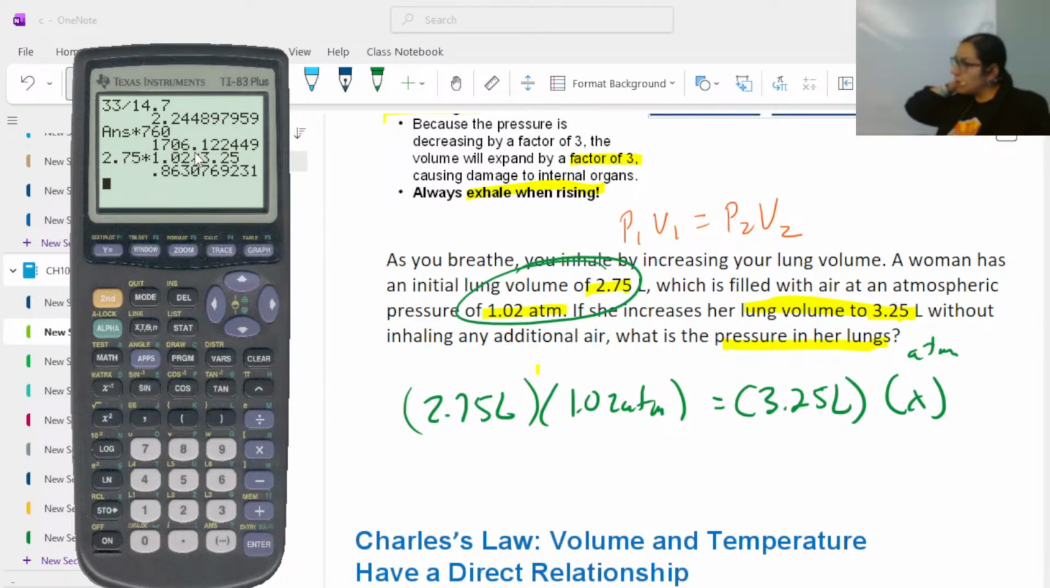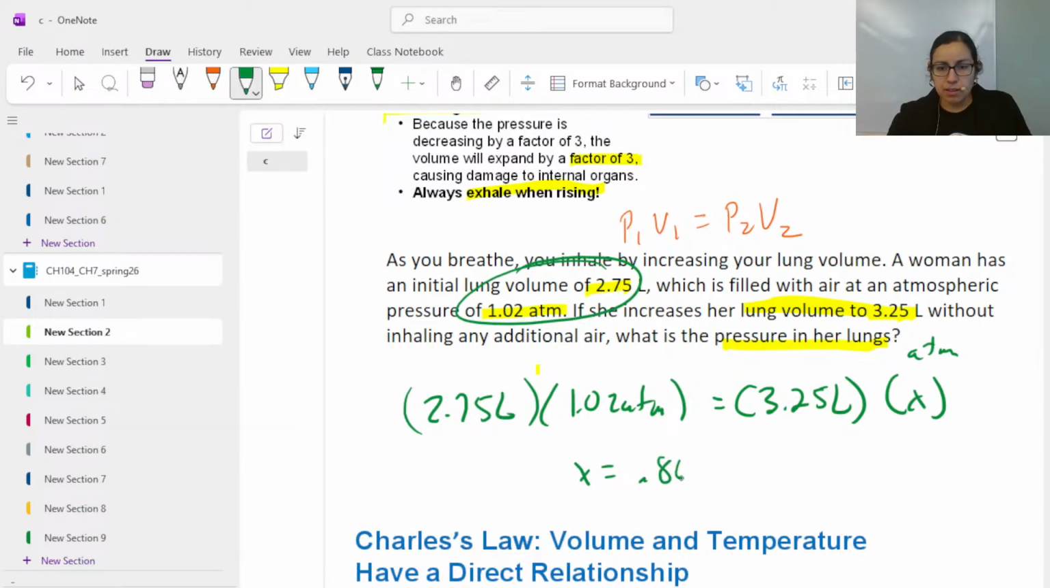Do we get this number? I see some nods around. Just sanity check yourself. Make sure that it makes sense. If we're increasing our lung volume, I expect my pressure to be lower. And also make sure that it makes sense physically. Your diaphragm lowers, essentially creating a mini vacuum so that the air can rush into your lungs. So good. X equals about 0.863 atm.